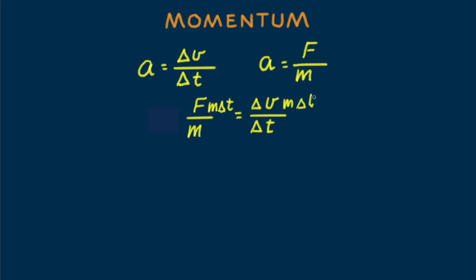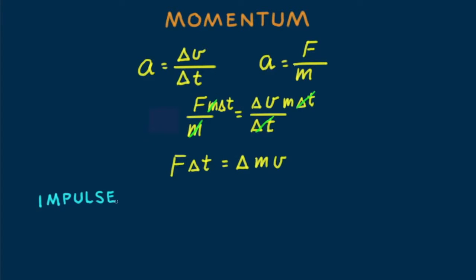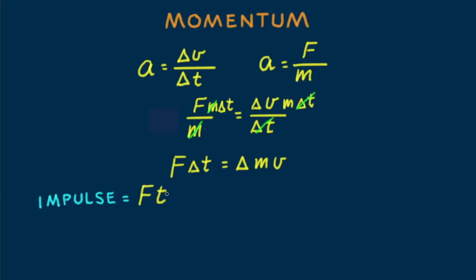Multiplying both sides by m delta t, we get F delta t equals m delta v. Or we can say F delta t equals delta mv, which happens to be an intriguing relationship. The quantity F delta t is called impulse. Or letting delta t simply be t for the time interval, we can say impulse equals Ft, which is read impulse equals force F exerted on an object multiplied by the time it acts, t.